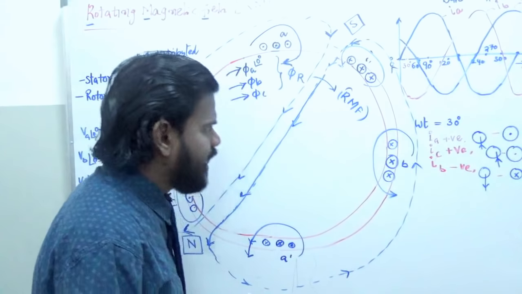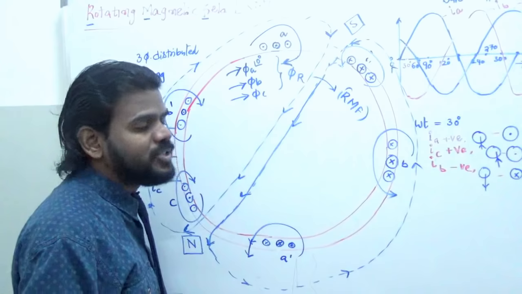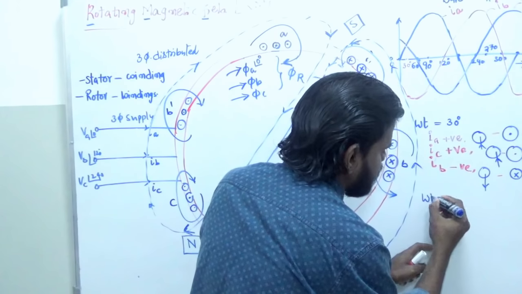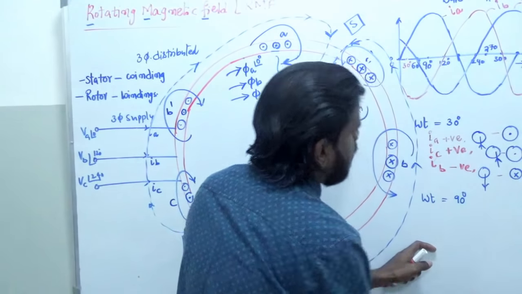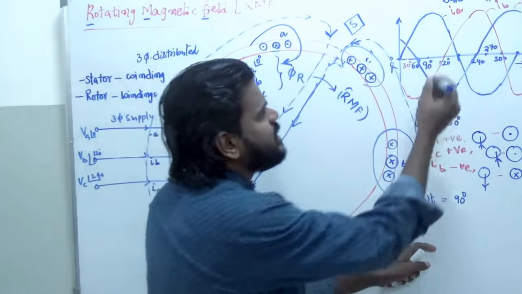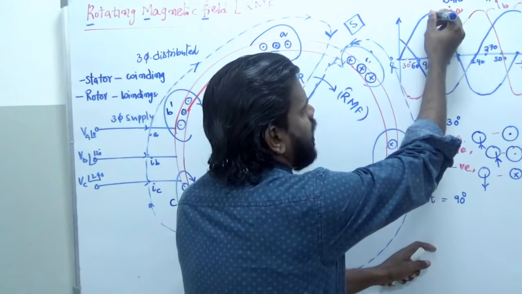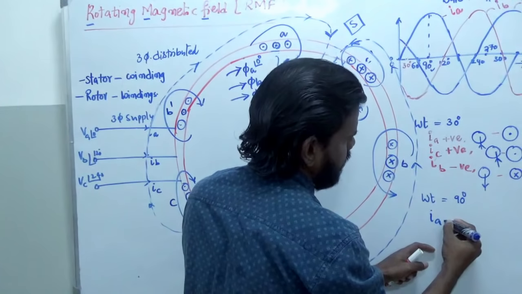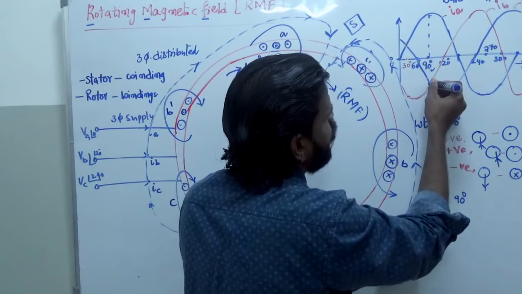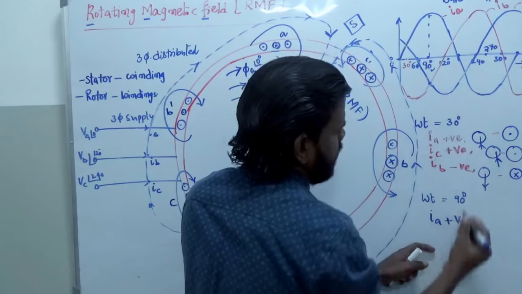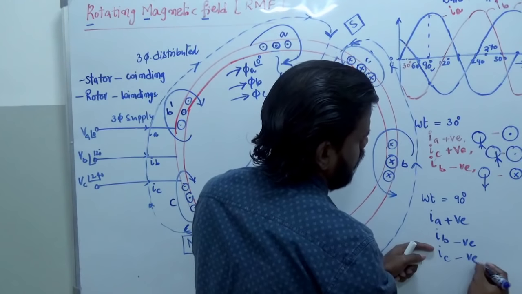Okay. Fine. So this is the magnet which is seen. Discussion is not finished yet. Let me take another few minutes. If I take 90 degrees, at this particular angle, then what is there? IA is positive. And what about IB? IB and IC both are negative.